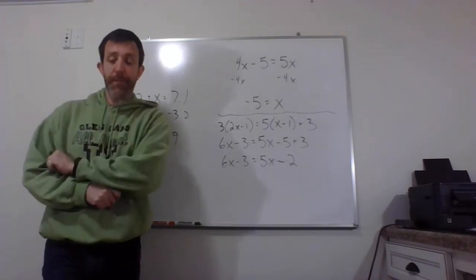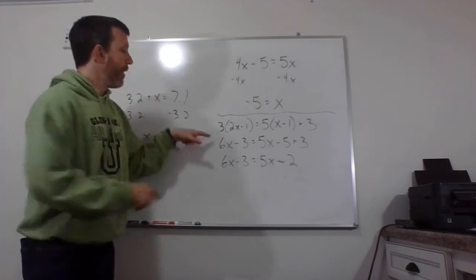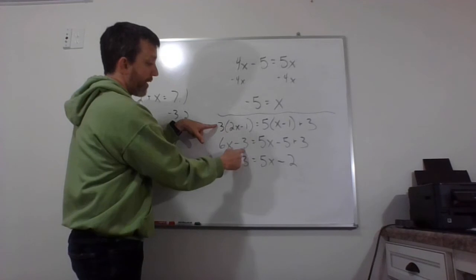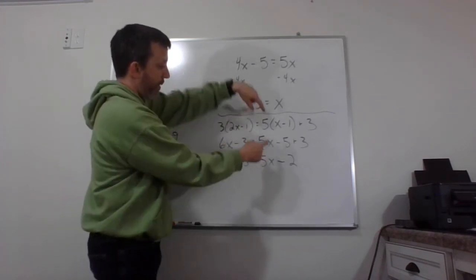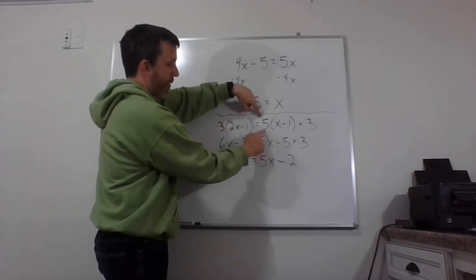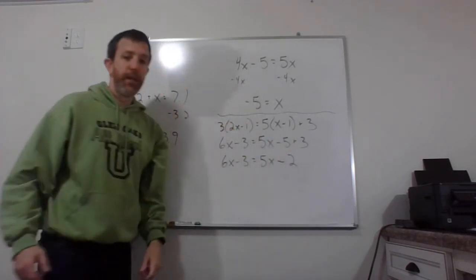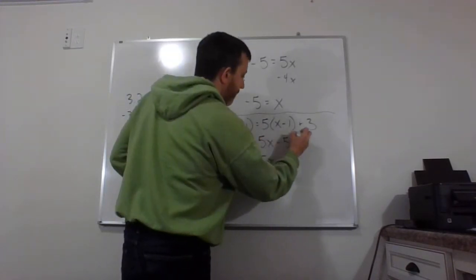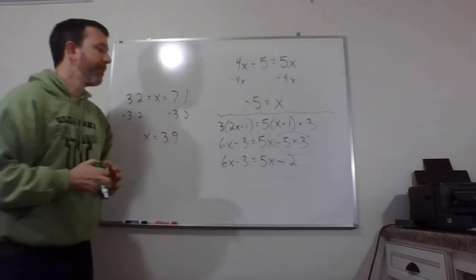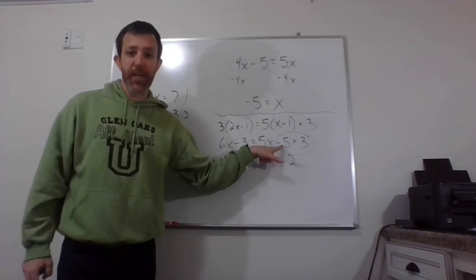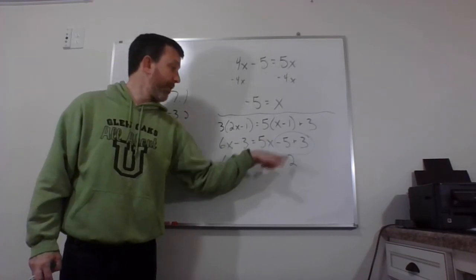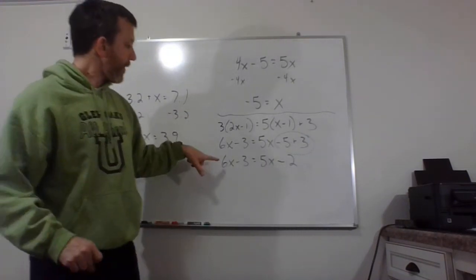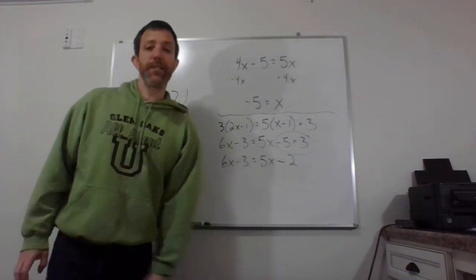Okay, that was the first step in our list of things to do when solving equations. So I do the distributive property. 3 times 2 is 6, so I get 6x. 3 times a minus 1 is minus 3. And I do the same thing on the other side. 5 times x is 5x, and 5 times minus 1 is minus 5. And then I'm just going to clean up the mess a little bit. I'm going to combine those like terms. Be really careful. Remember that this minus sign belongs to the 5, so negative 5 and 3 makes a minus 2. All right, so that gets us here. I have 6x minus 3 equal to 5x minus 2.